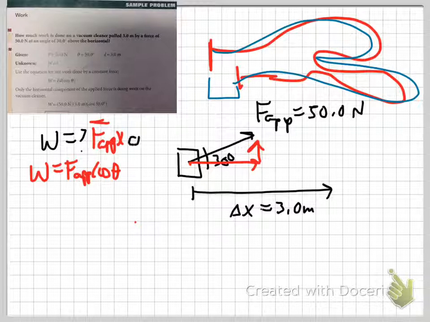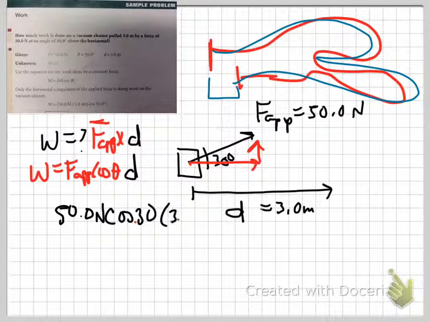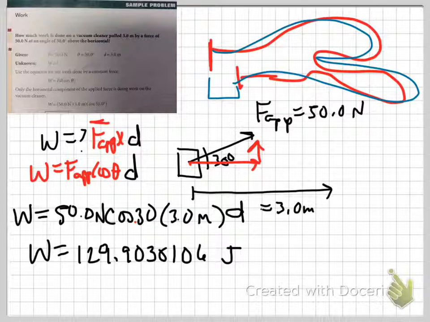You should use D, because it's the distance, not the displacement, not the change in position. Okay, so force applied is 50.0 newtons times cosine 30 times 3.0 meters. What is our raw answer? Okay, so our work is equal to 129.9030381006 joules.